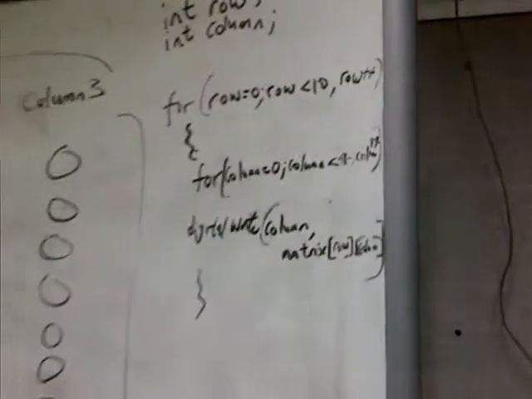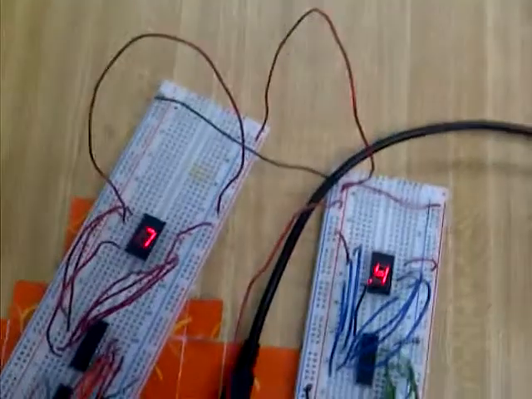So now I'm going to use my computer to talk about how I was able to come about the decimal place, and how I was able to make the two 7-segment displays run simultaneously. Now I use a trick.